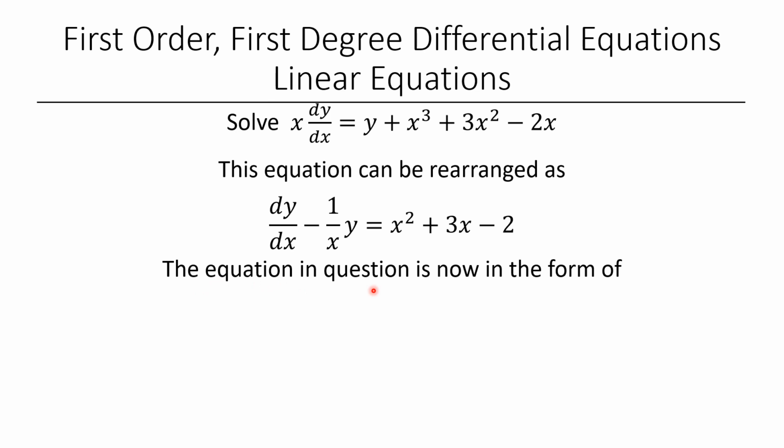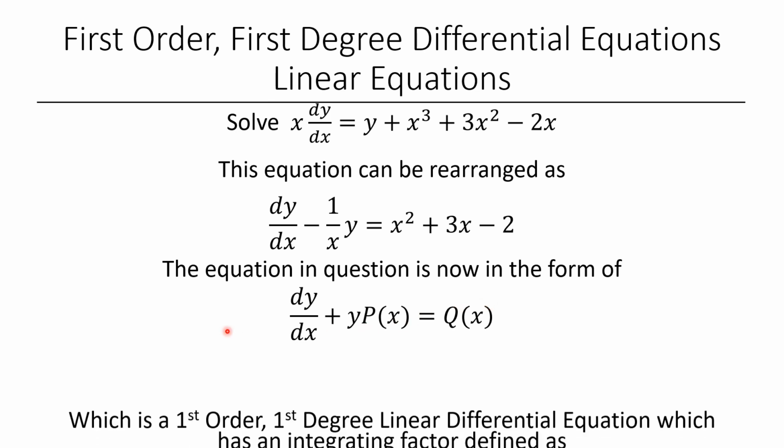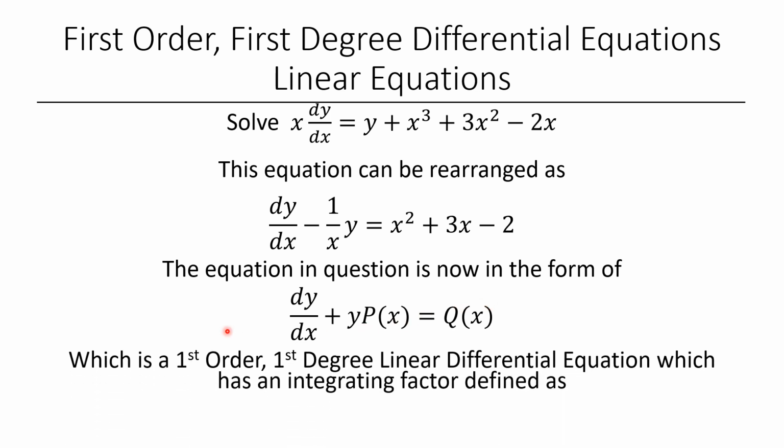Well, now we see that this equation is in the form of dy over dx plus y times some p(x), which our p(x) in this case is negative 1 over x, and this is equal to some function q(x), which is this x squared plus 3x minus 2. So it's important that we try to get it into this form because when we do, this is our definition of a first order, first degree linear differential equation.